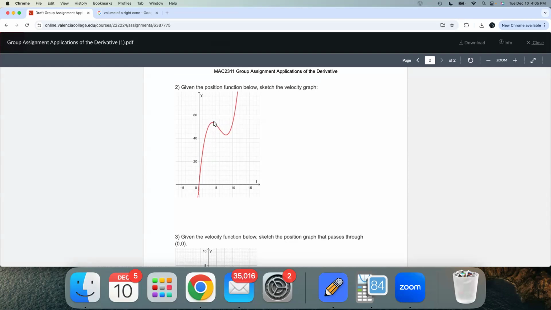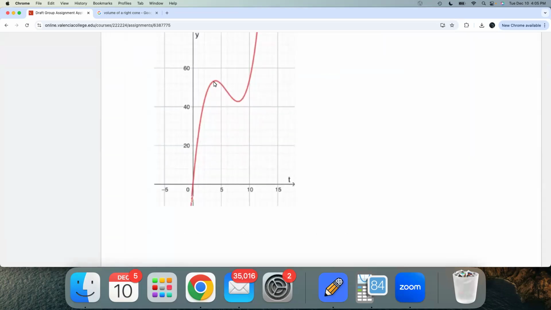So look in this region right here, from negative infinity up to 4. My function is increasing that whole time. If I'm going from left to right, my function's increasing. That means my derivative is going to be positive. From 4 to, what is that, 7, 8? I think 8. My function's decreasing, so my derivative will be negative. And then from 8 to infinity, it will be positive. So I need something that goes positive, negative, positive.